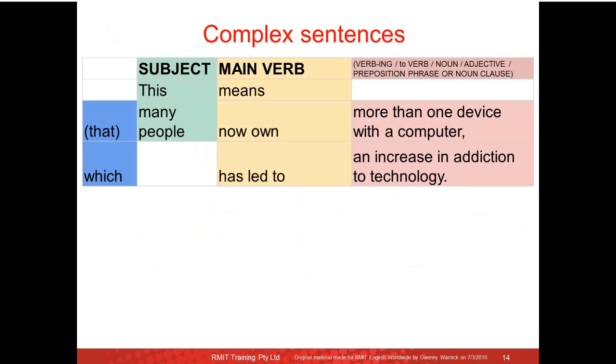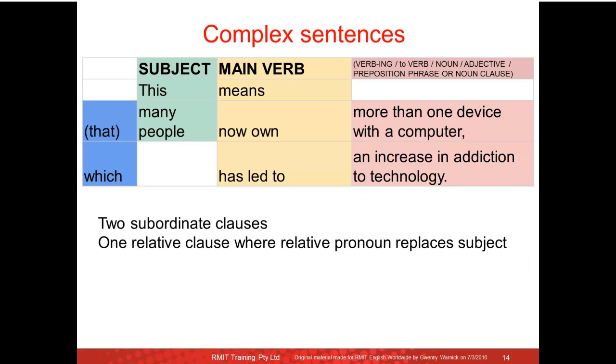This means that many people now own more than one device with a computer, which has led to an increase in addiction to technology. Here we've got two subordinate clauses.